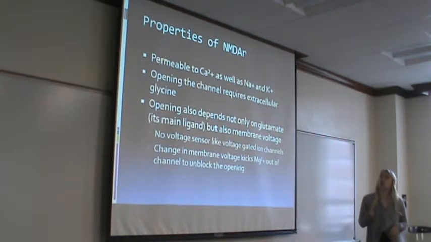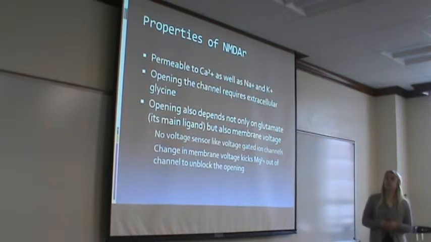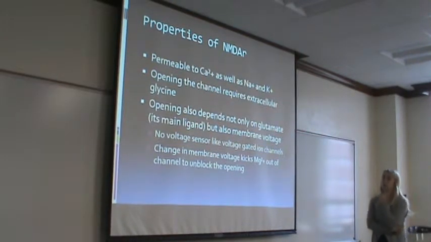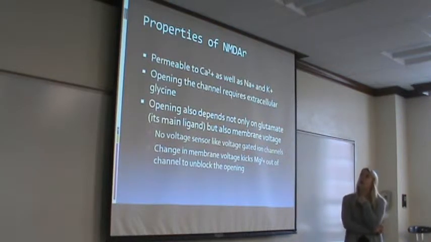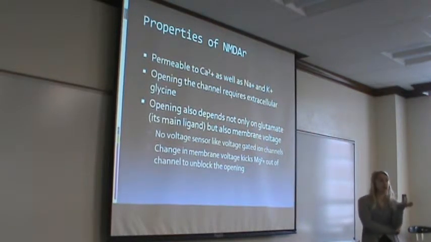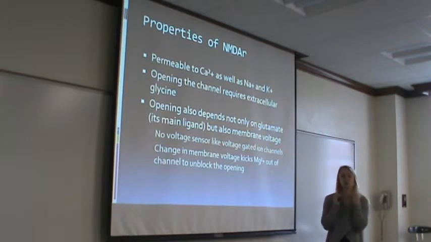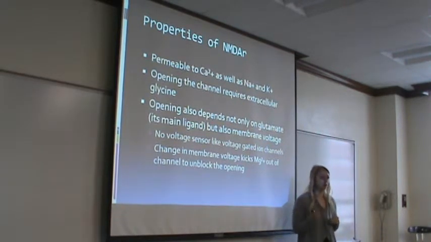So properties of your NMDA receptor, you do need to know these. It's going to be permeable, and we'll go through all of this. It's permeable to calcium as well as sodium and potassium. You also need extracellular glycine to bind to open the channel.